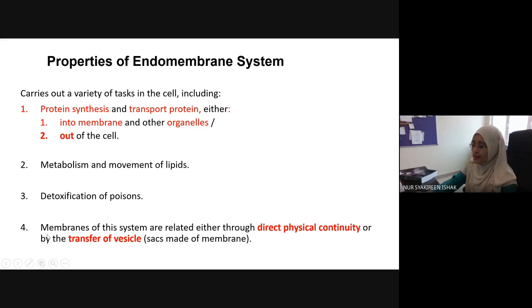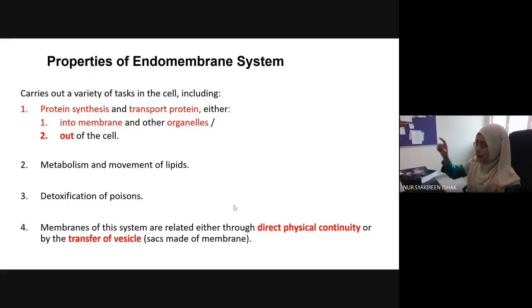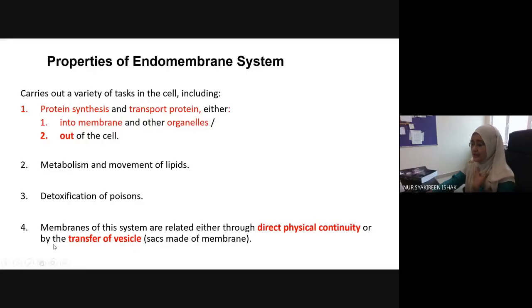And then the last one, membranes of this system are related either through direct physical continuity. Macam tadi lah, tengok the outer membrane of the nucleus is directly connected with the membrane of the rough ER. Rough ER is directly connected with the membrane of the smooth ER, or by the transfer of vesicle. So daripada rough ER, dia akan hasilkan transport vesicle, fuse with the membrane of the Golgi apparatus, produce secretory vesicle, fuse with the plasma membrane. That is what is meant by transfer of vesicle. So that is basically the rough idea of the function of the endomembrane system.